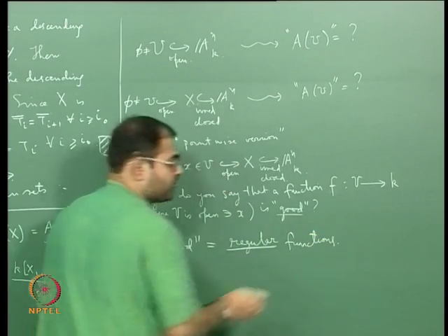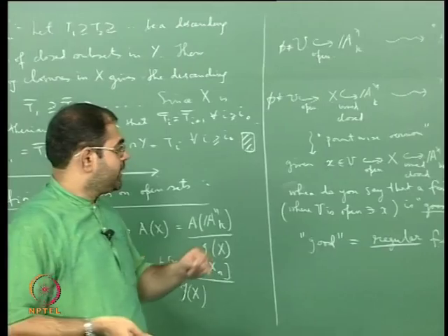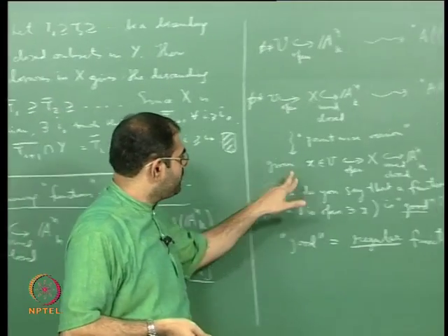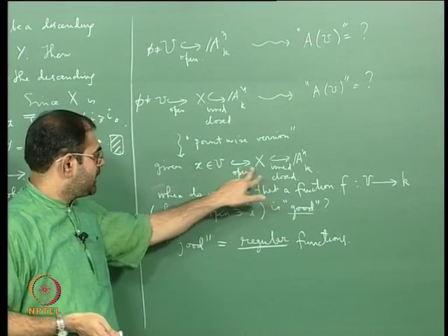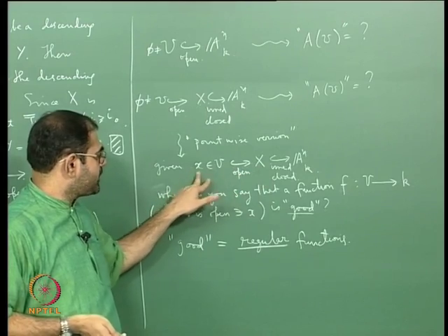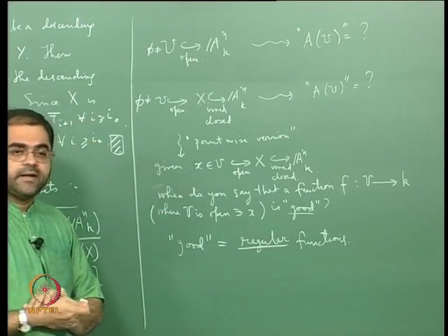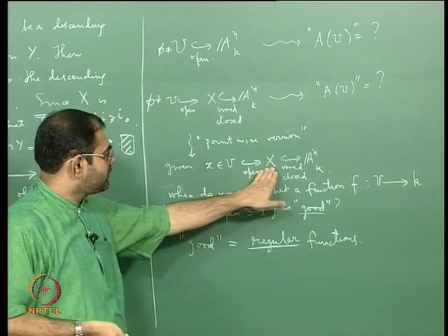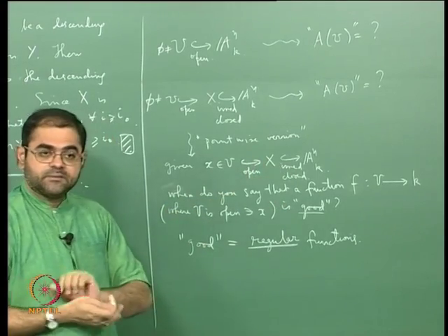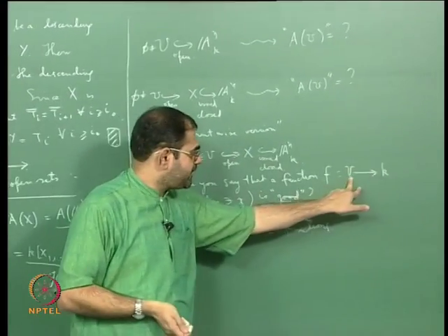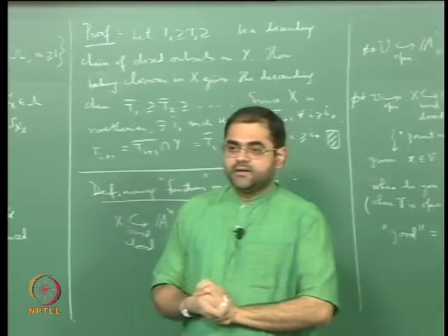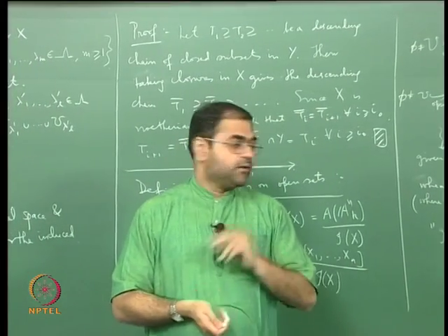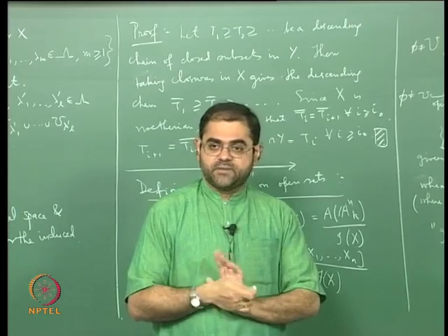Okay, we define the good functions to be regular functions. So my aim is: give me a point on an open subset of a closed subvariety, and give me a function defined in a neighborhood of that point. When do I say that it is regular at that point? That is my question.